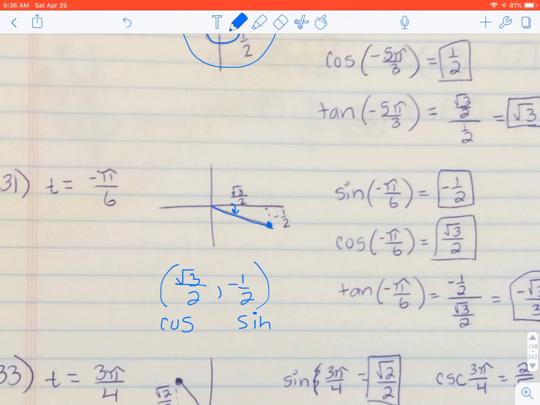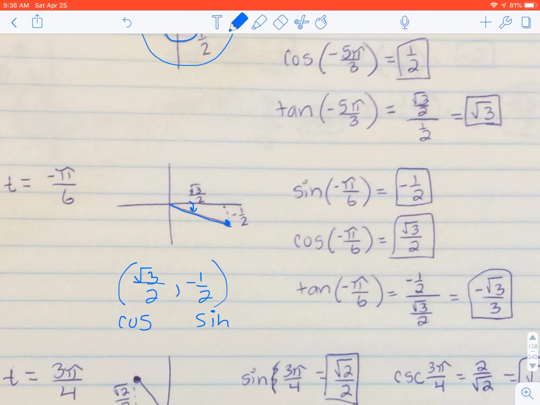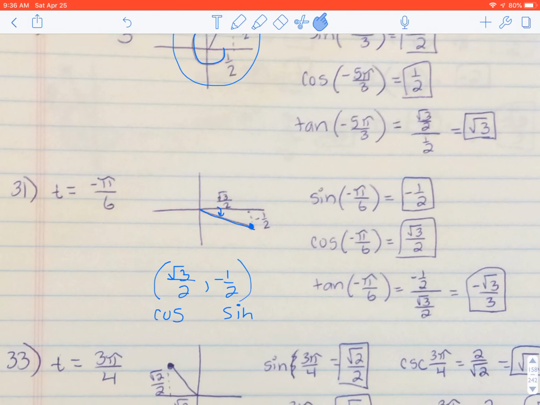Your sine of -pi over 6 is -1/2. Your cosine of -pi over 6 is square root 3 over 2. And your tangent is always sine over cosine. So -1/2 over square root 3 over 2. Okay, when you reduce that, you end up with -square root 3 over 2. Okay, and again, make sure you're not leaving a radical in the denominator.